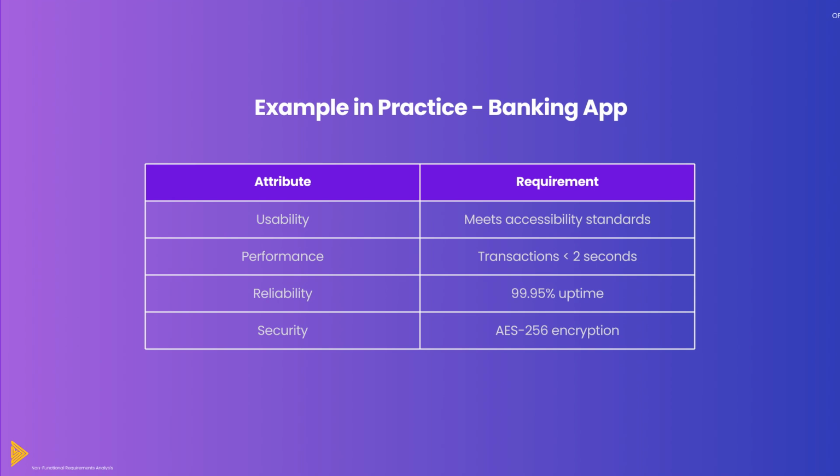For reliability, the system could need 99.95% uptime, ensuring customers can access their accounts anytime without unexpected downtime. For security, every transaction might be encrypted with AES 256, protecting financial data and meeting regulatory standards. For usability, the app should meet accessibility requirements so every user, including those with disabilities, can navigate it easily.